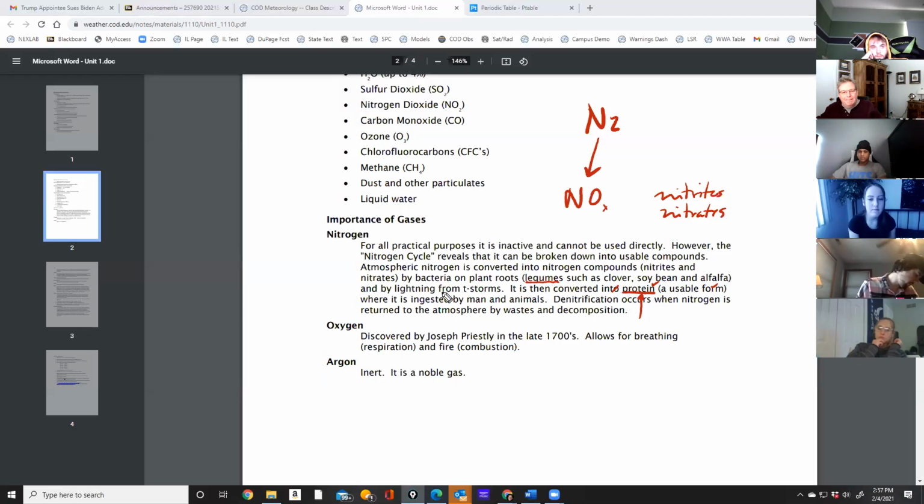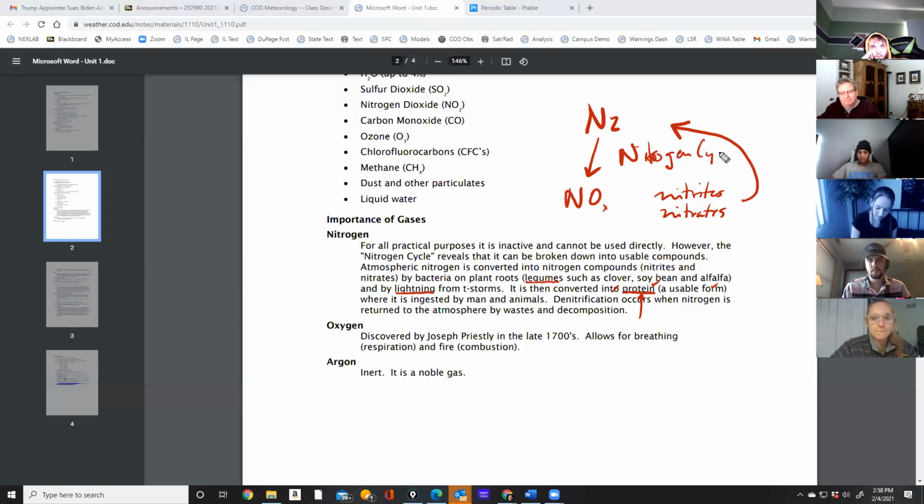You know what else fixes them? Lightning. Lightning breaks down nitrogen. It acts as a fertilizer. So when you have rain falling, it's good for your lawn. When there's a lot of lightning, it releases kind of protein fertilizers for your ground. Then animals take this, they have waste, and they decompose when they die, and it goes back to nitrogen. That's known as the nitrogen cycle.